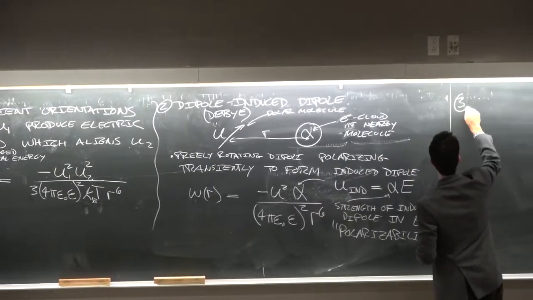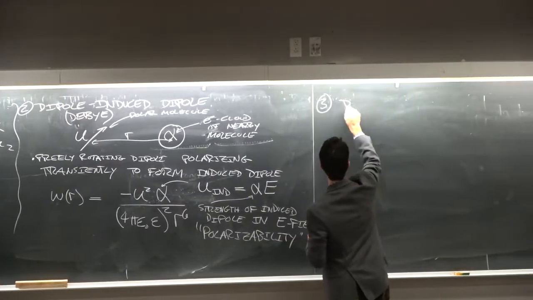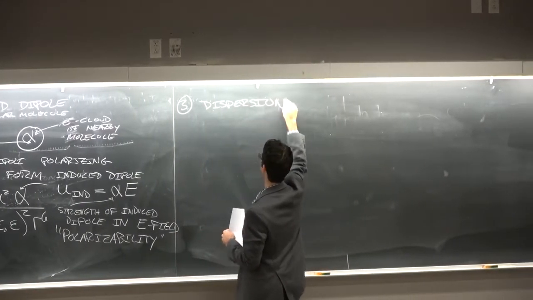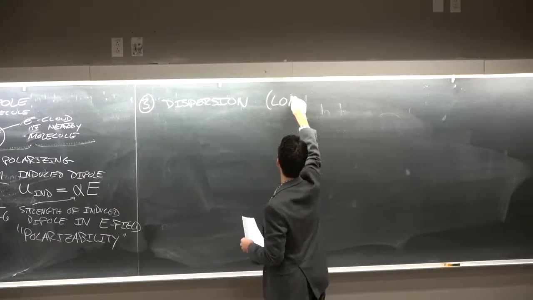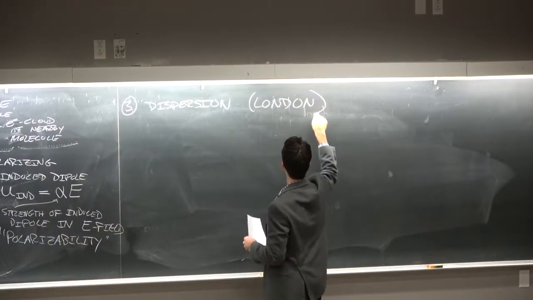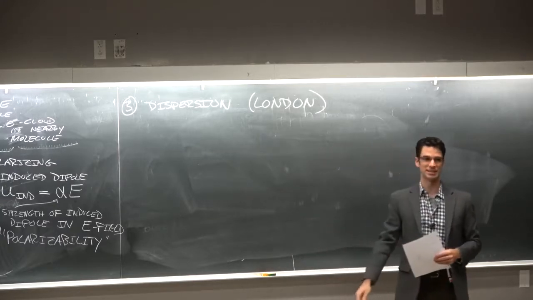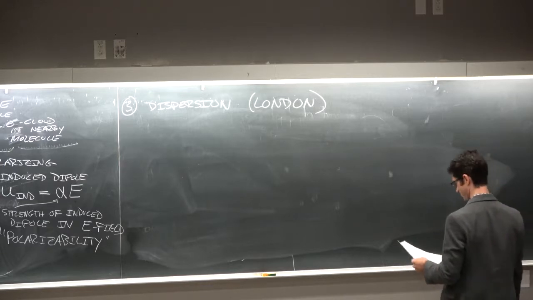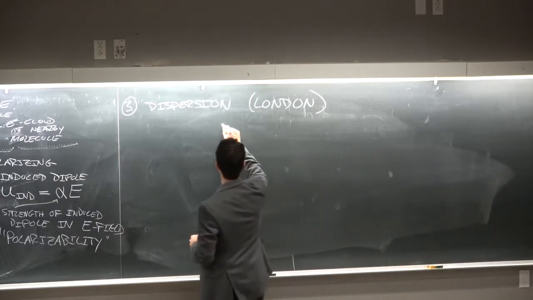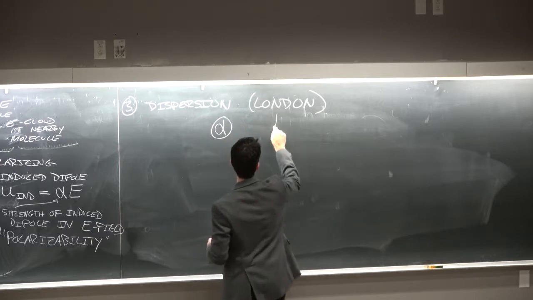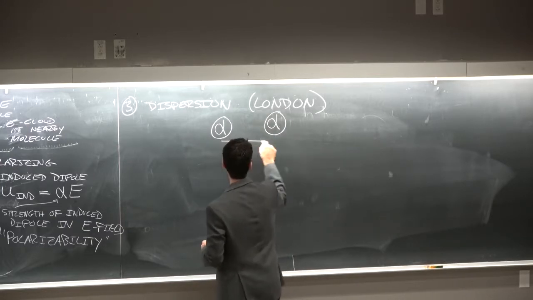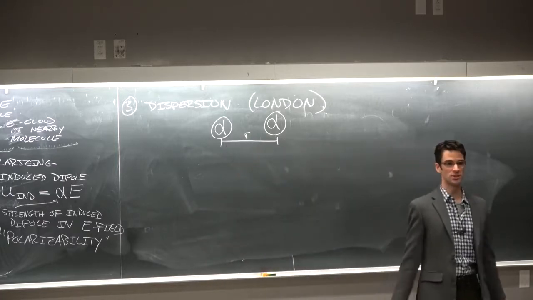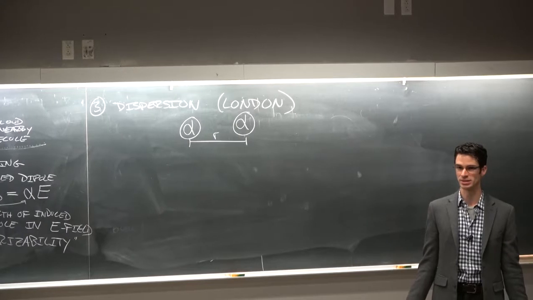Okay, the third and final is the dispersion interaction, named after the town it was discovered in. Just kidding. London was a dude. And in this case, we have two electron clouds interacting with each other. Now, why on earth would two electron clouds interacting with each other produce an attractive force?